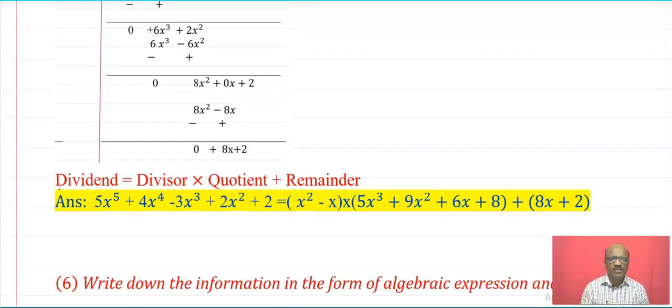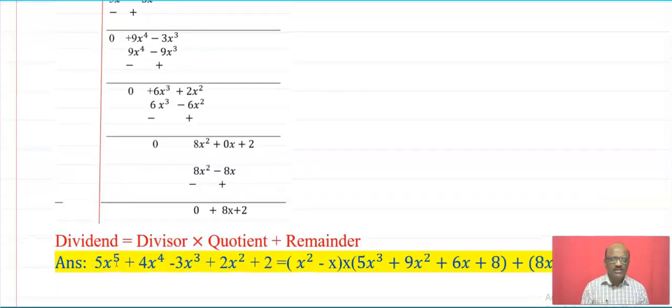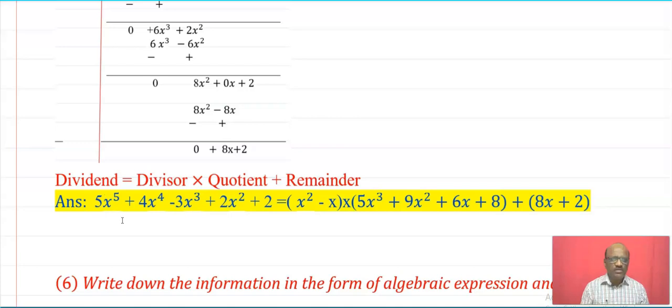And in this form, the dividend is equal to divisor into quotient plus remainder. What is the dividend? That is 5x raised to 5 plus 4x raised to 4 minus 3x cube plus 2x square plus 2.